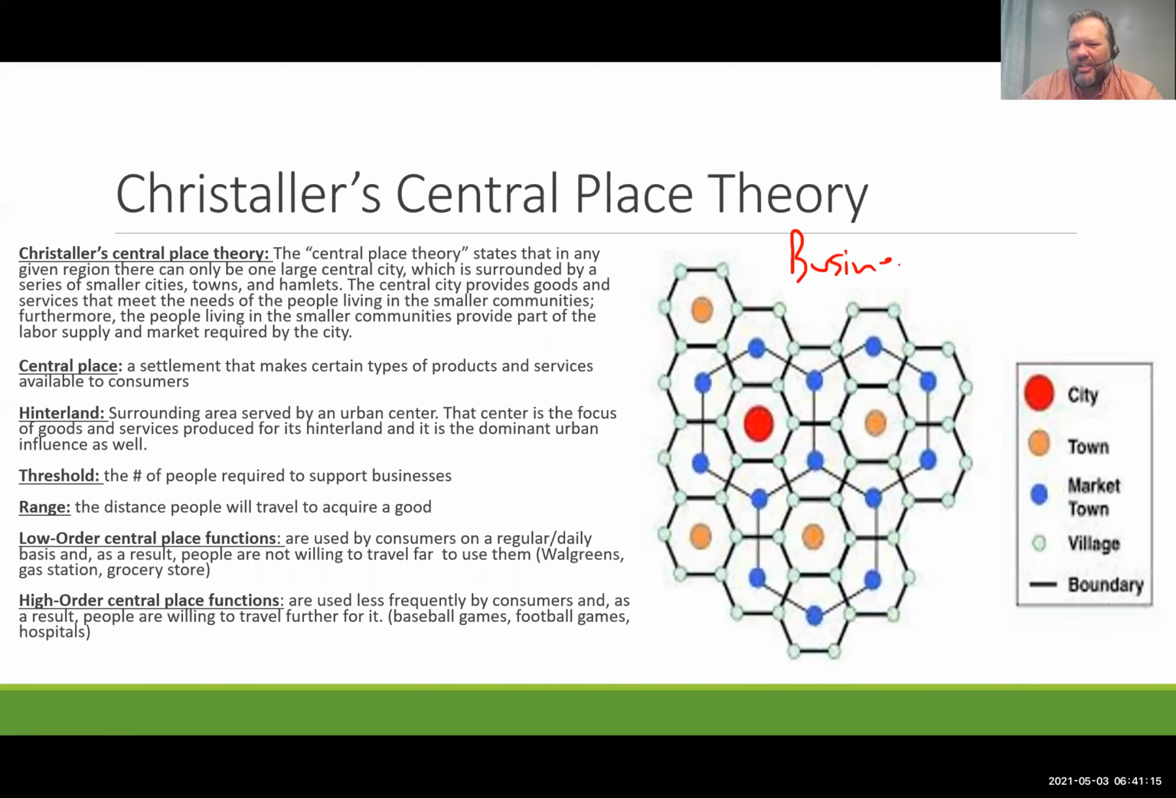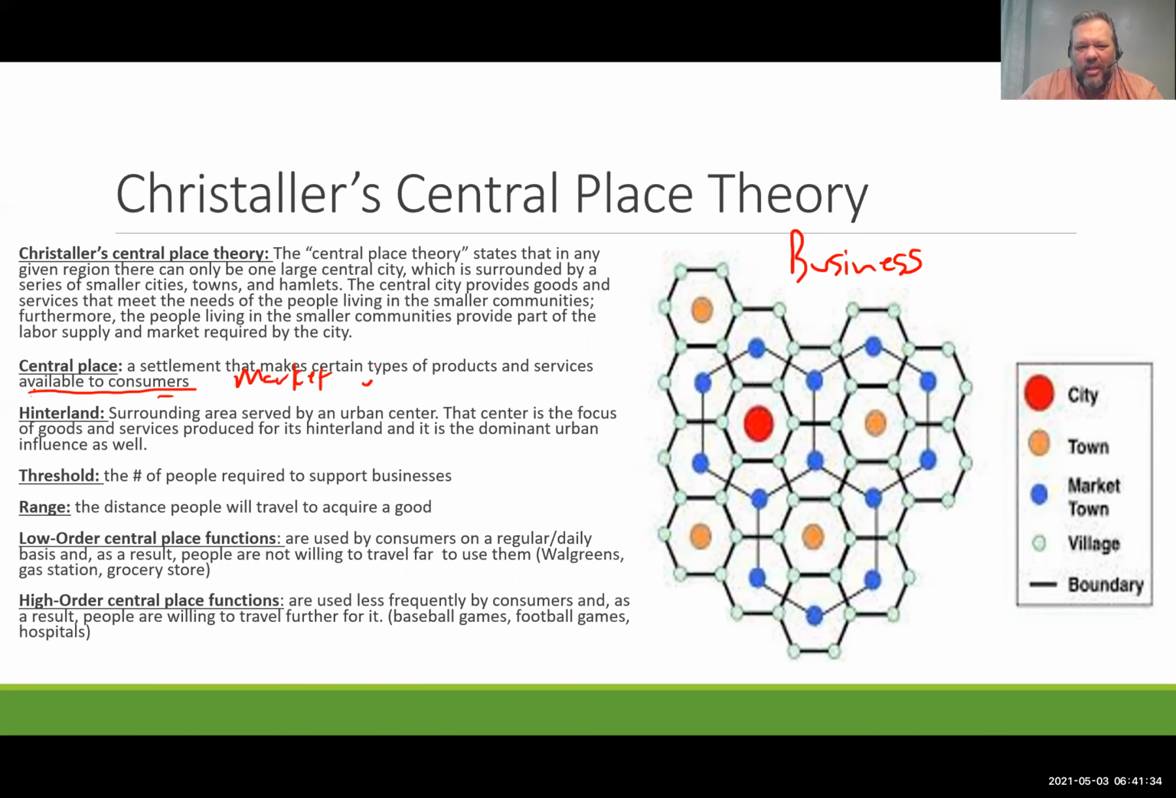All right. And so the idea is, where are businesses located? So if you're a business person, where would you decide to locate your business? And we've got a couple of different terms. So let's just go over the terms real quick. By central place, settlement that makes certain types of products and services available to consumers. And so we're talking about like the market area.